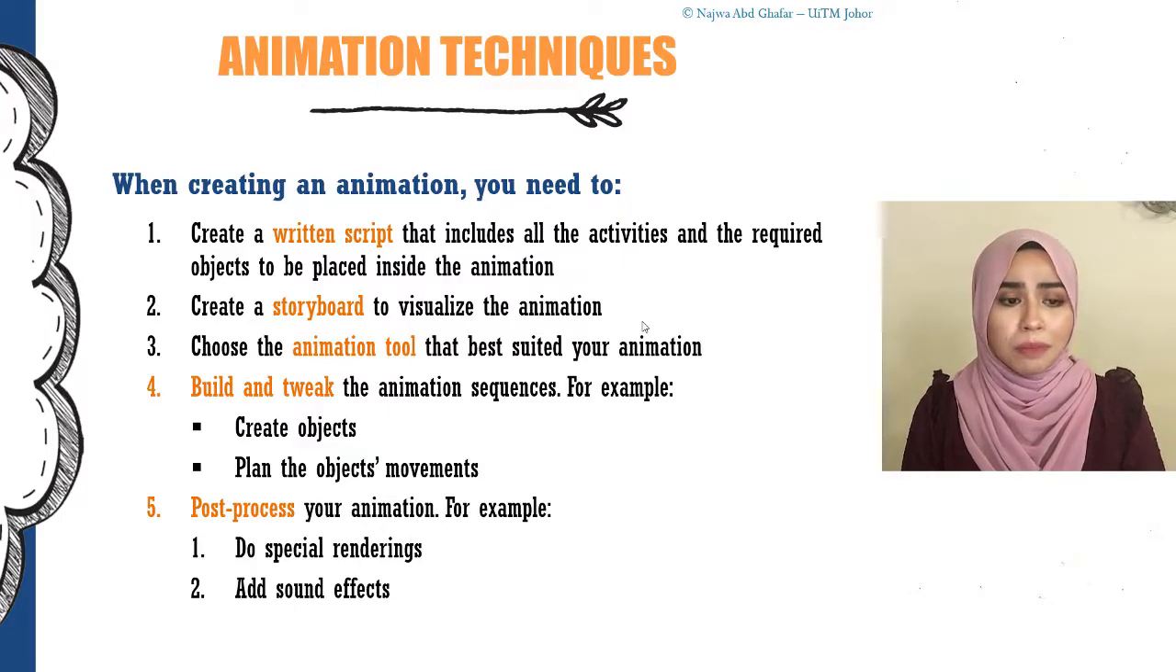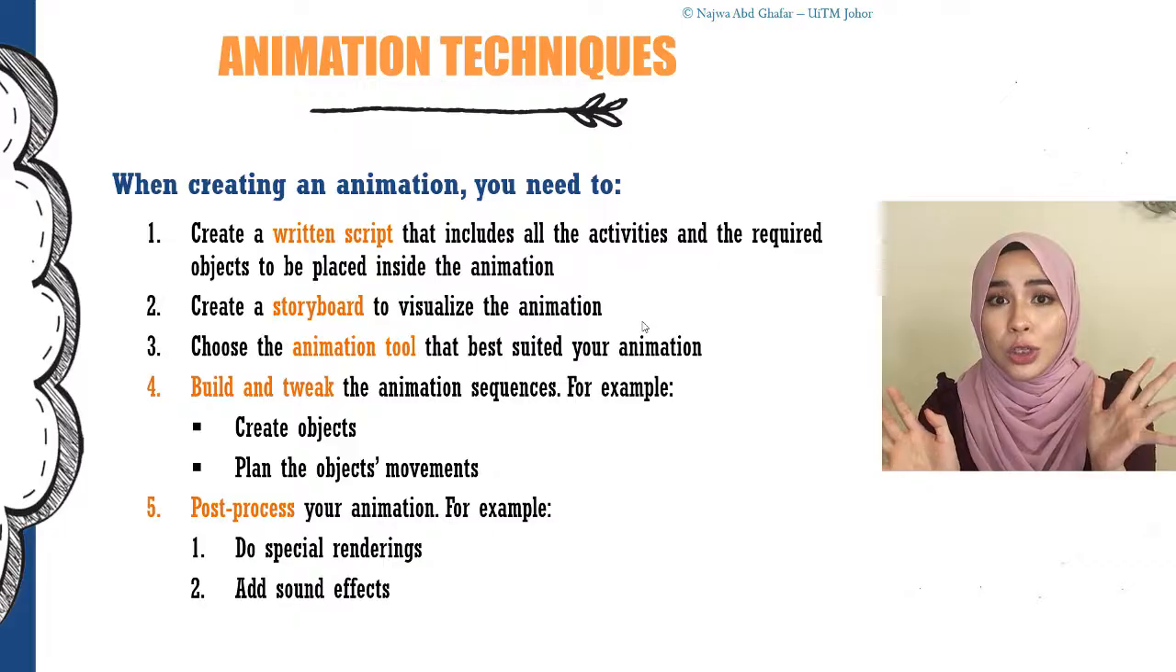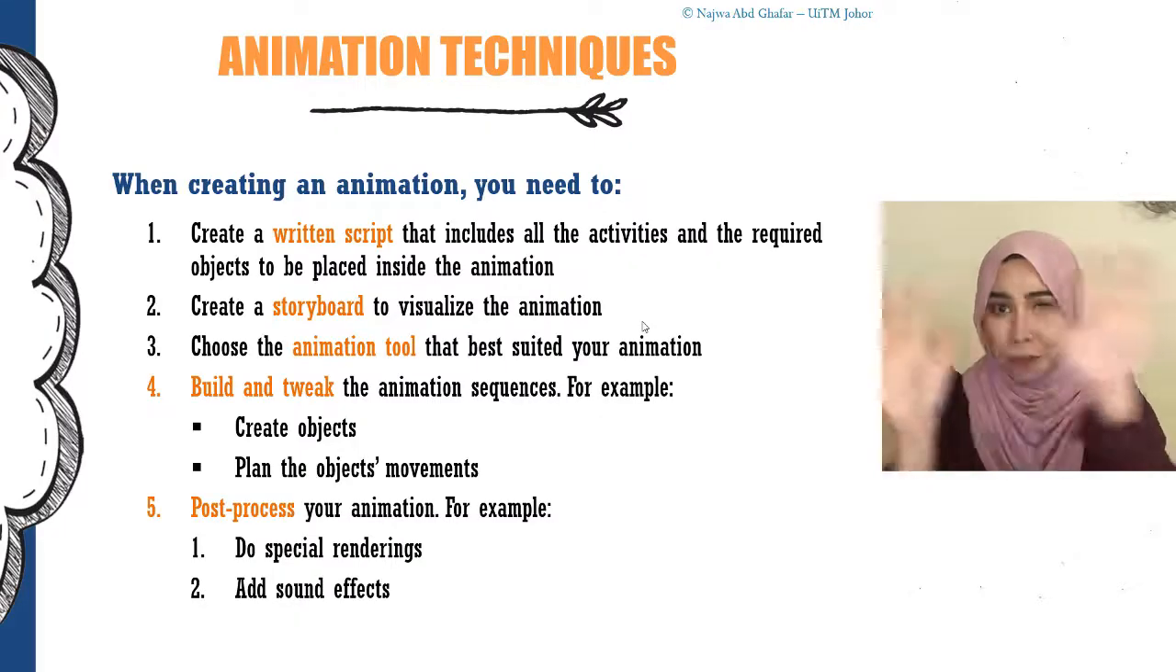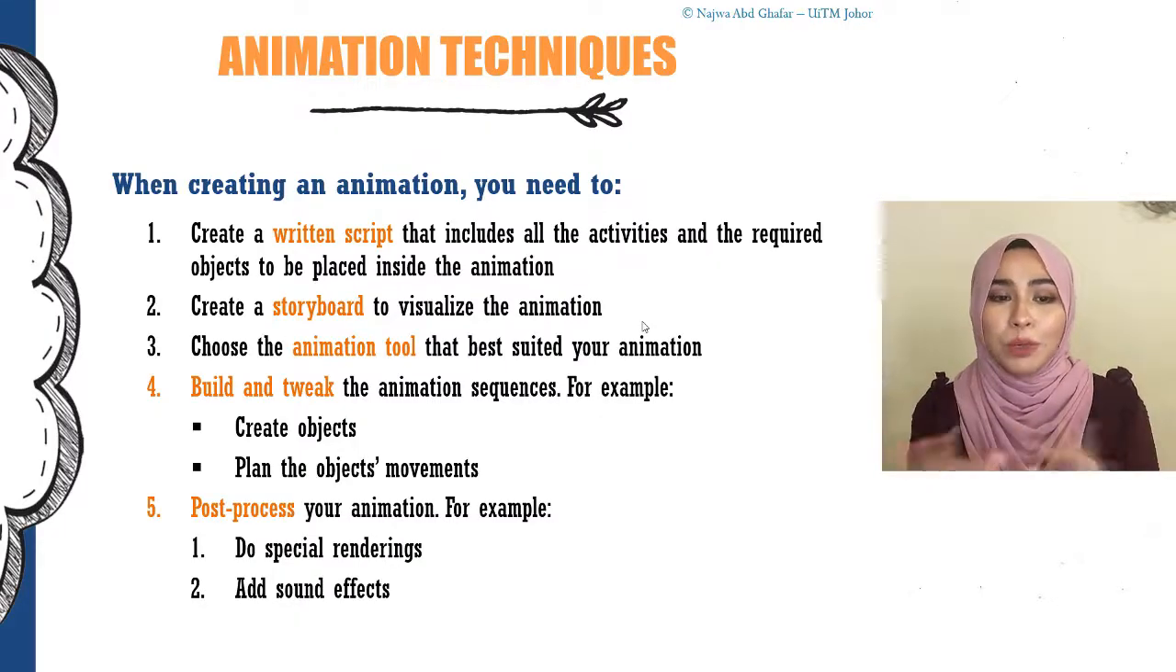Also, you can create a storyboard to visualize the animation. For each scene, you might consider what kind of movement you want to do. Maybe I want to wave my hand or both of my hands. If you plan out your movement, it is easier for you to do your animation.